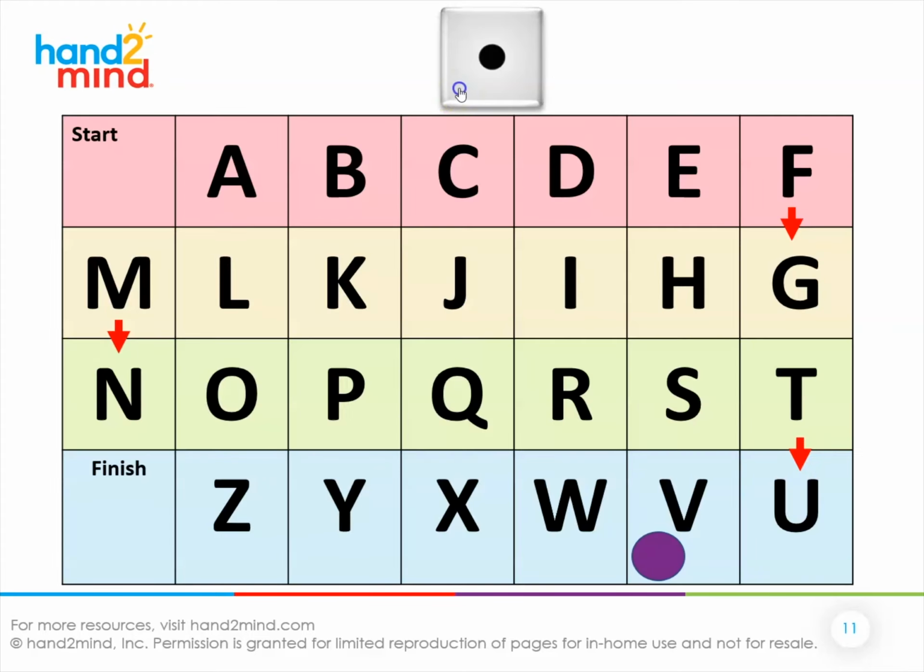Now let's roll our die. We rolled a 1. When I move my game piece 1 space, I land on the letter W. Now I'm going to give you 10 seconds on a countdown timer, and I want you to think of a sentence or phrase that has alliteration and uses the sound of the letter W. Ready, set, go.